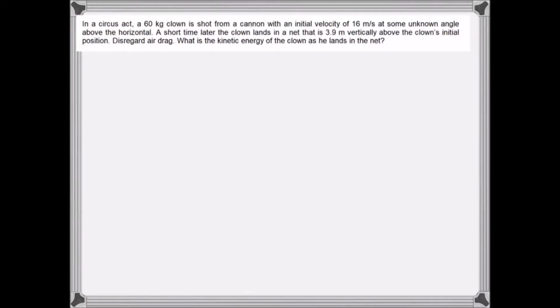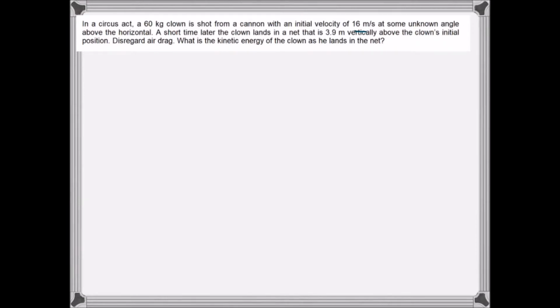Okay, so in a circus act, a 60 kg clown is shot from a cannon with an initial velocity of 16 meters per second at some unknown angle above the horizontal, and a short time later the clown lands in a net that is 3.9 meters vertically above the clown's initial position. We can disregard the air drag. What is the kinetic energy of the clown as he lands in the net?